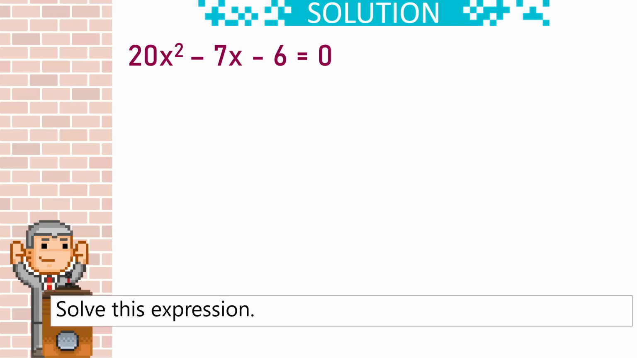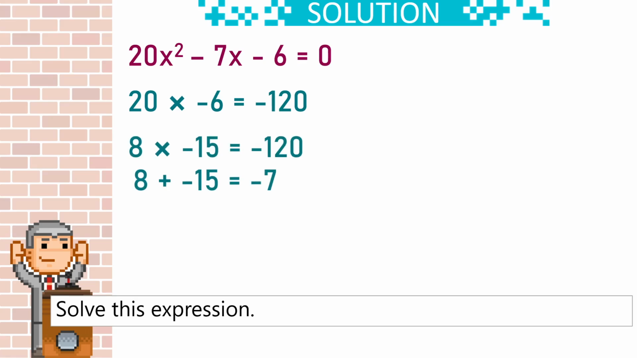To solve, we need to first of all factorise the quadratic. So we're going to start by multiplying the 20 and the minus 6 to give us minus 120. We need two numbers that add together to make minus 7 and multiply together to make minus 120, which will be 8 and minus 15. Rewrite the question, but instead of minus 7x, we're going to write plus 8x minus 15x.